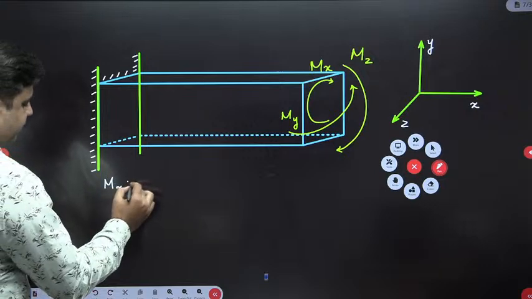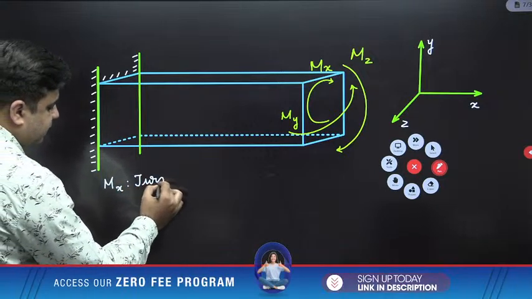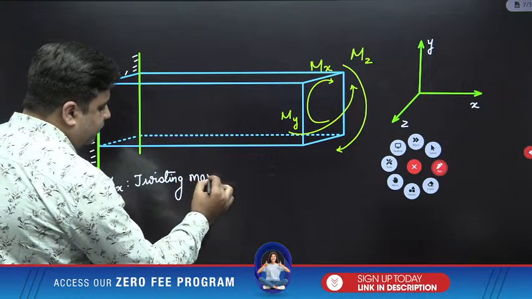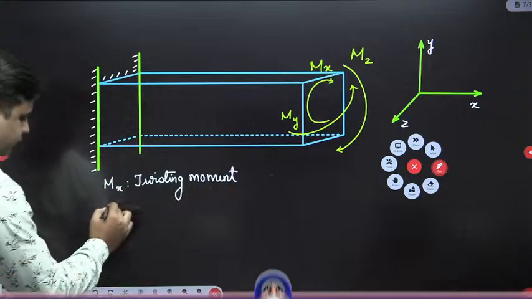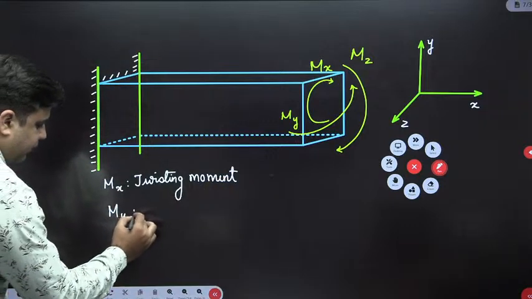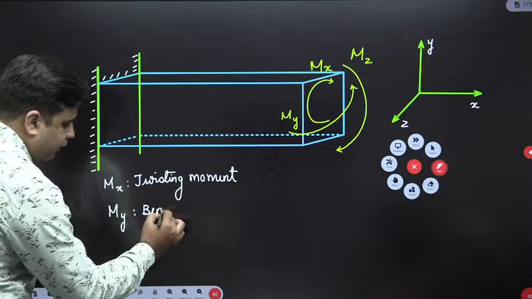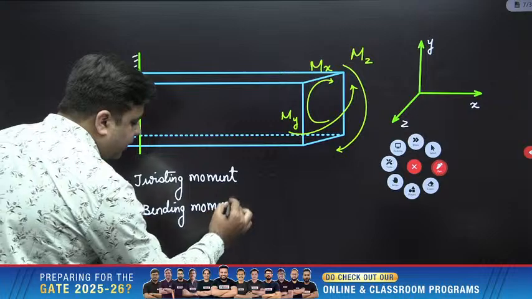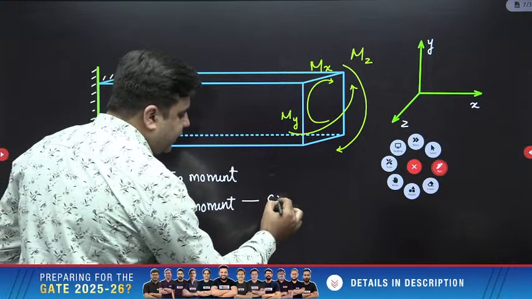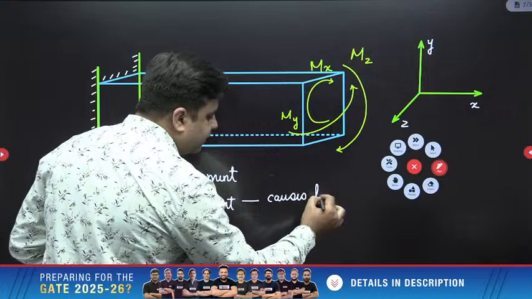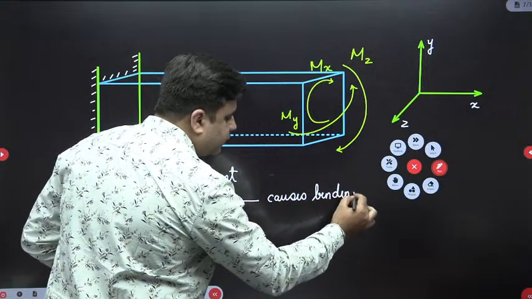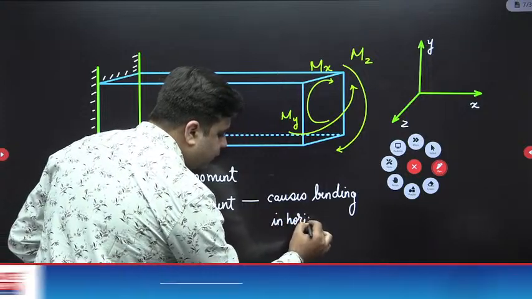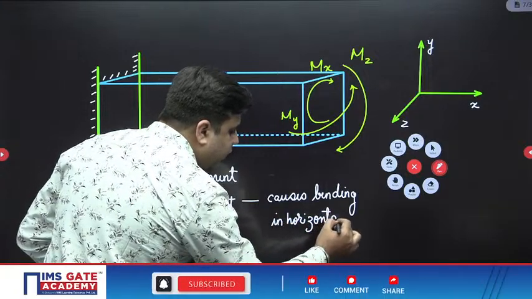Mx is the twisting moment. My is the bending moment, which causes bending in the horizontal plane.